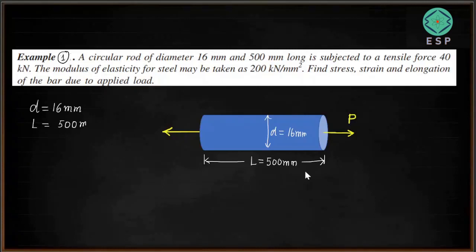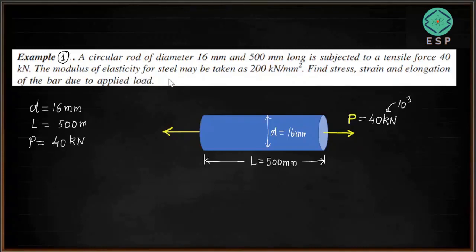Okay. So it is subjected to a tensile force of 40 kilonewton. So P is given as 40 kilonewton. We'll keep it as it is, 40 kilonewton. So kilo basically stands for 10 raised to 3. So if you want, you can write it as 40 into 10 raised to 3 newtons or simply 40 kilonewton, no problem. So load P is given as 40 kilonewton.